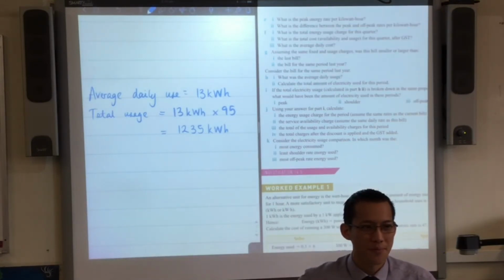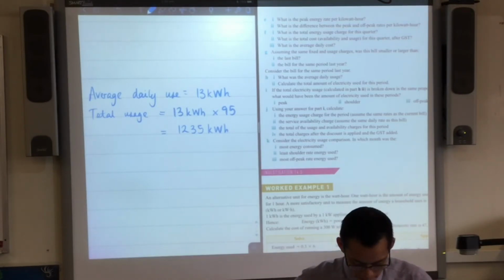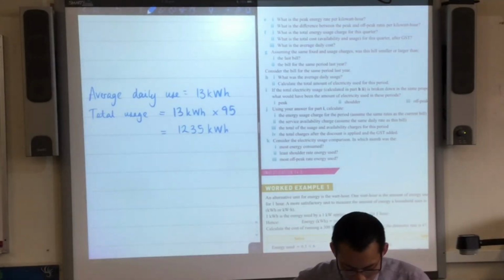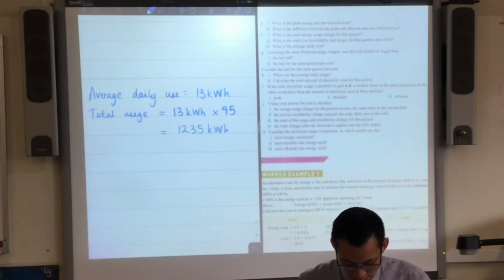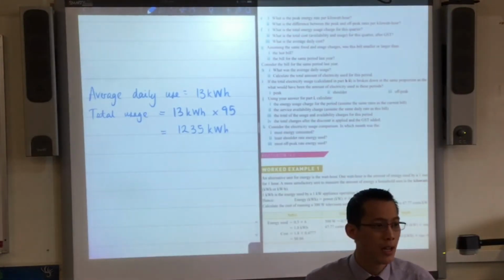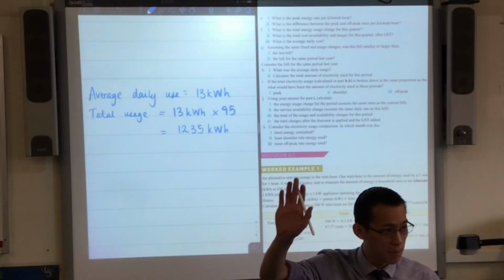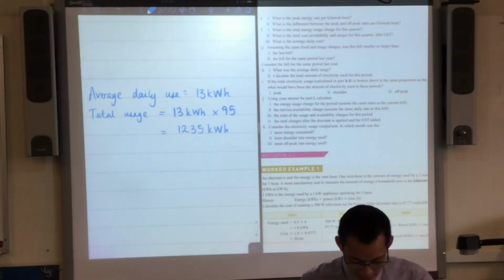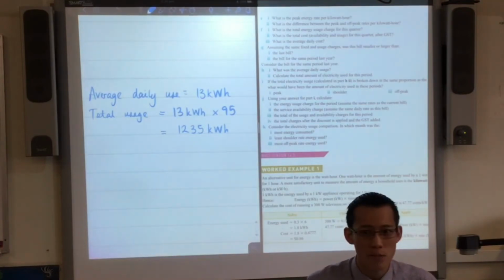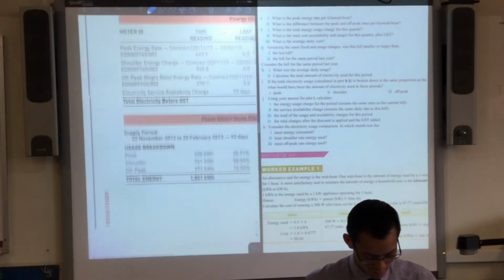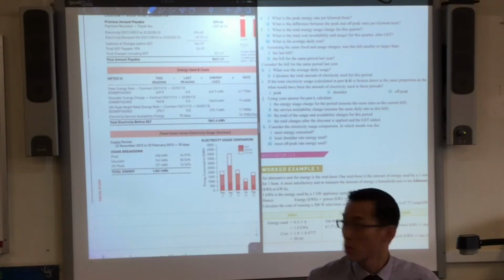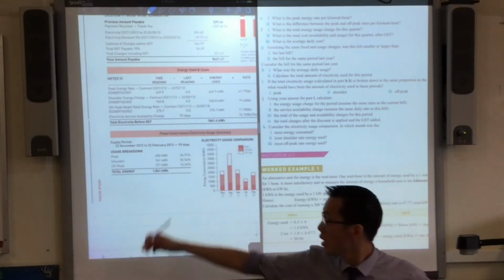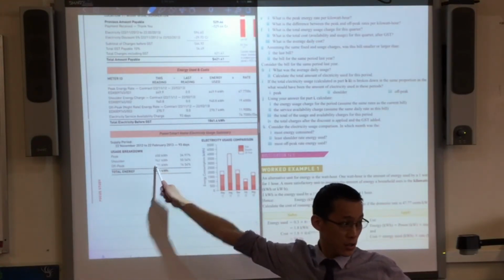Stay with me. Have a look. What's the next question? What do they ask next? Part I: if the total electricity usage is broken down in the same proportion, then what was used in peak, shoulder, and off-peak? Now it says in the same proportion. Where do I get those proportions from? Look, energy used in costs, down here. Usage breakdown.